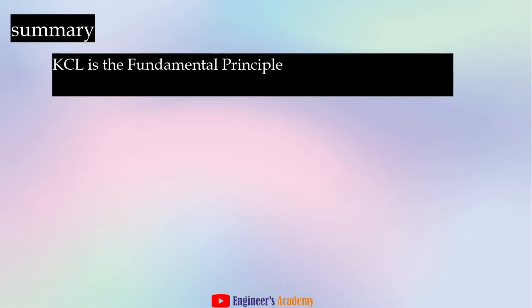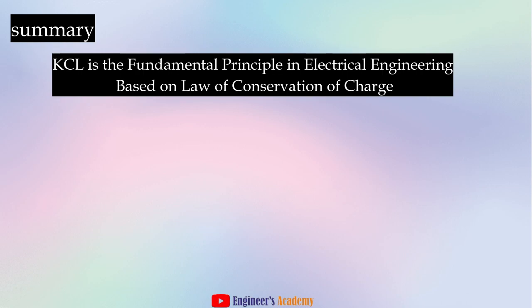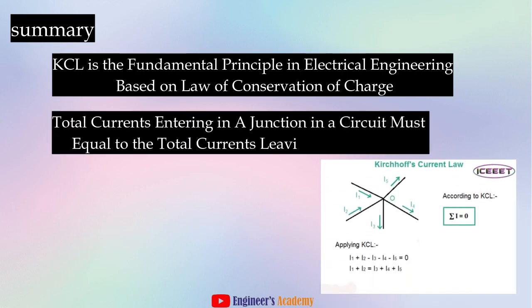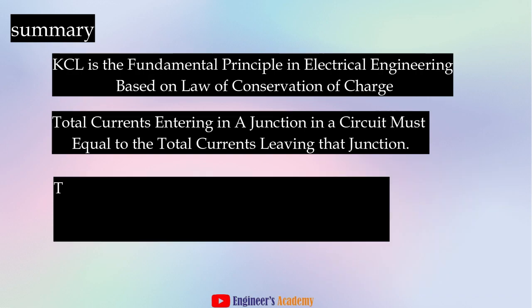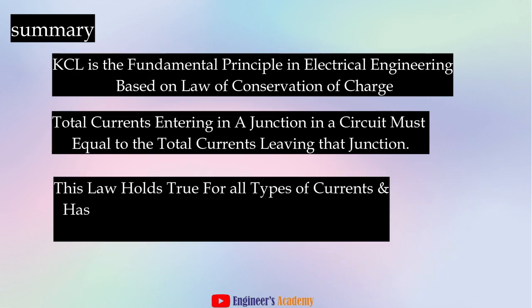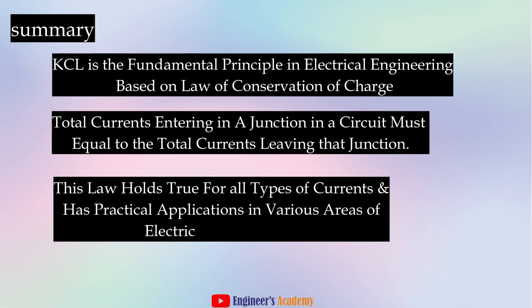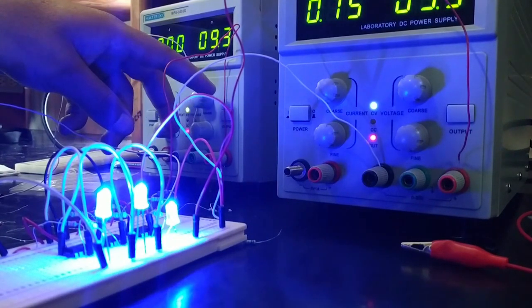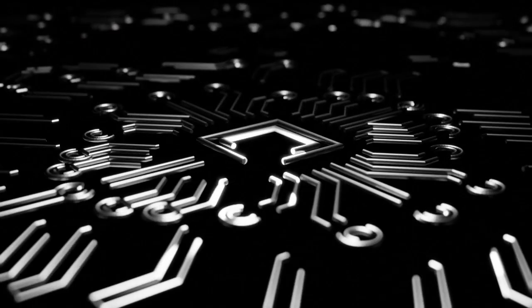In summary, Kirchhoff's current law is a fundamental principle in electrical engineering based on the conservation of charge. It states that the total current entering a junction in a circuit must equal the total current leaving that junction. This law holds true for all types of currents and has practical applications in various areas of electrical engineering. Remember, understanding the basic laws like Kirchhoff's current law is crucial to mastering the field of electrical engineering.